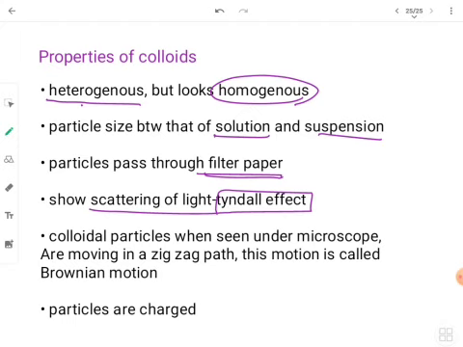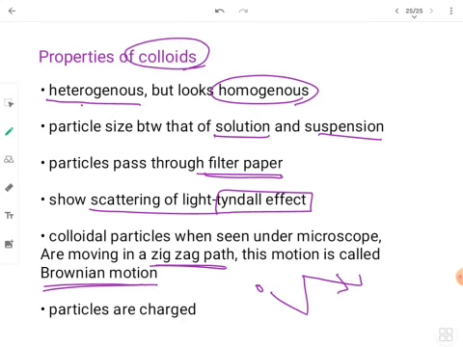One more point is that there was a scientist who observed a colloid under a microscope, and he found out that the particles are continuously moving in a zigzag manner. This zigzag motion was known as Brownian motion, and this is a specific property of colloids only, not of a suspension, not of a true solution.